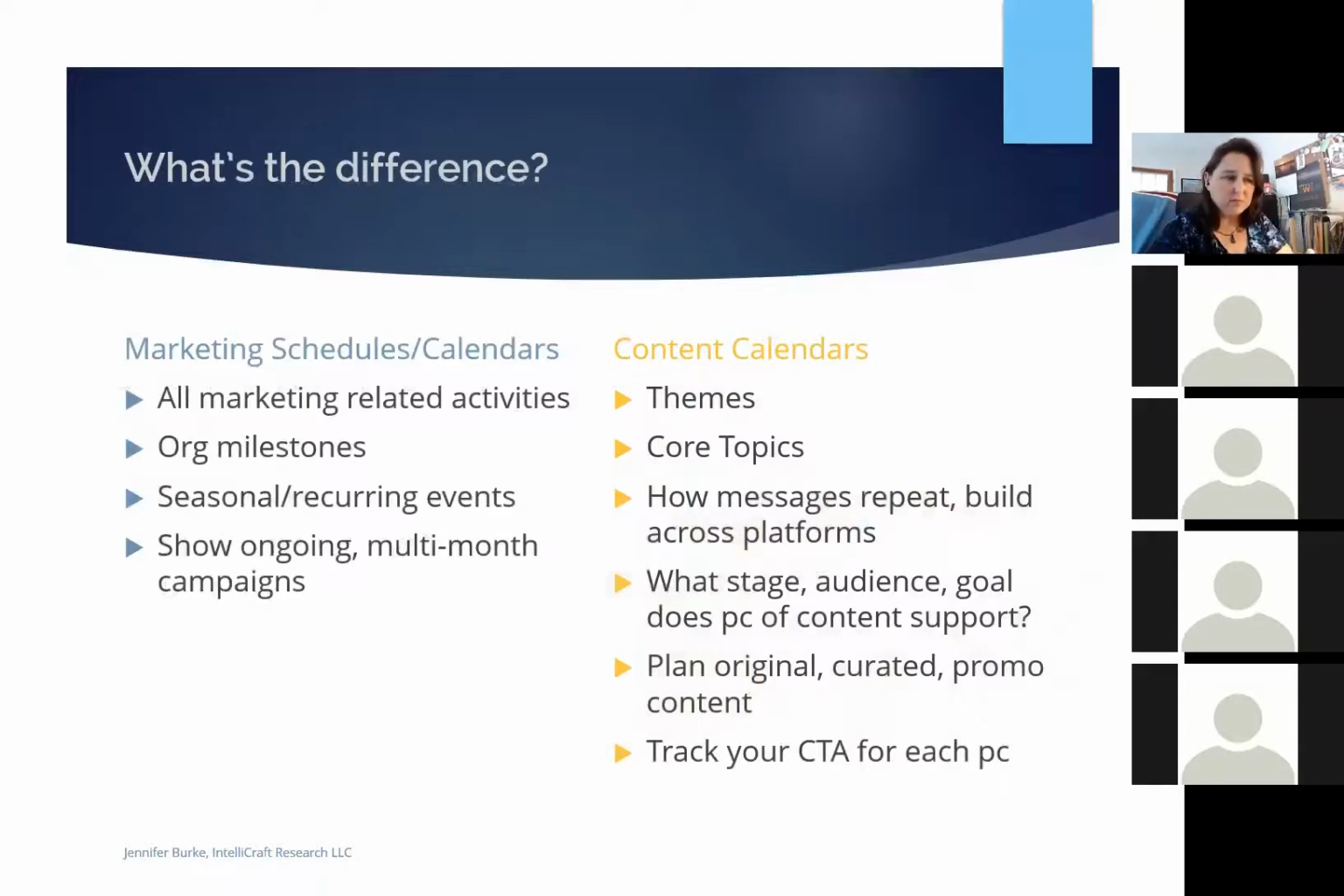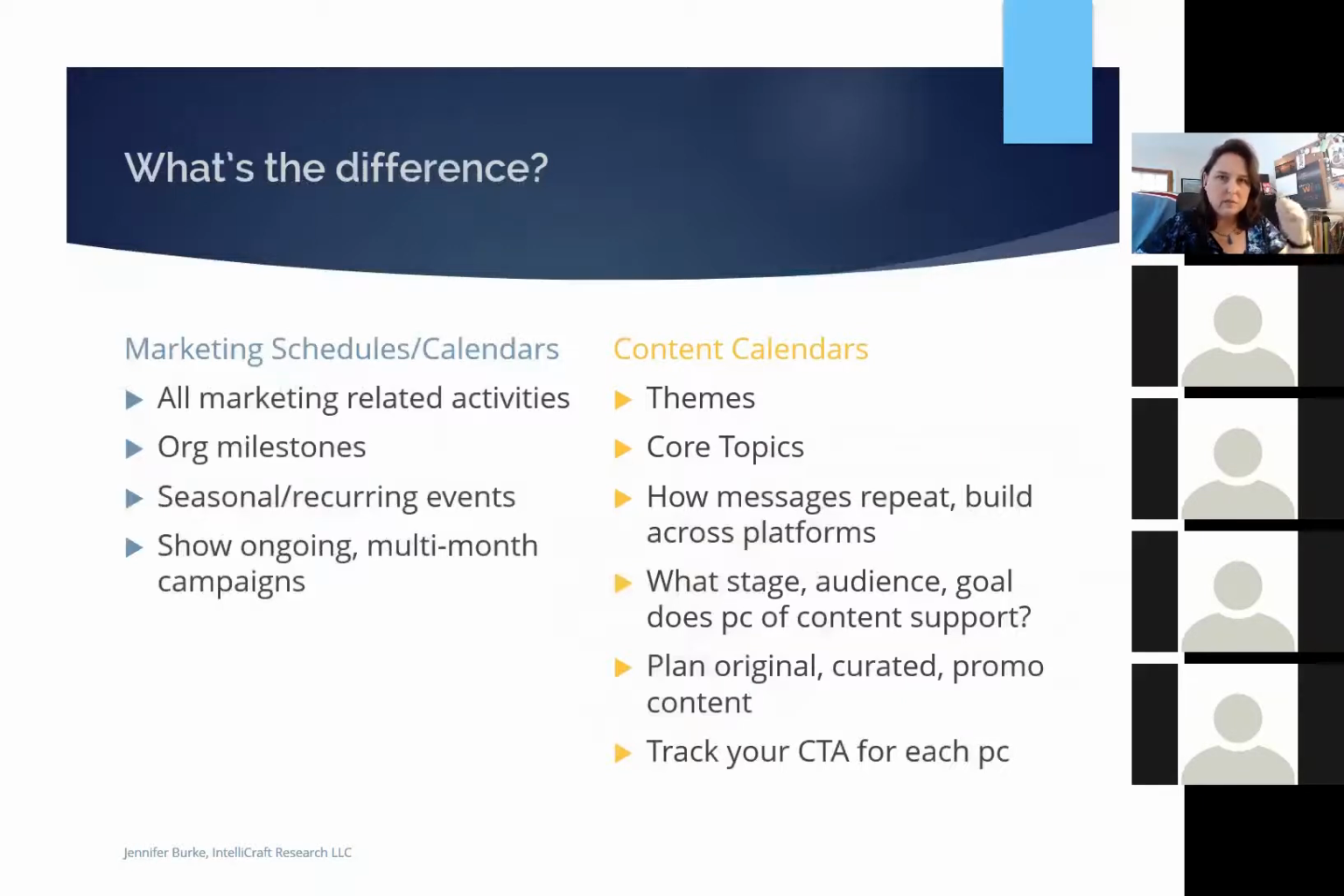It's got your organization milestones, those seasonal recurring events, things like summer reading, back to school, library month. This is African American History Month. This is Women's History Month. Those sorts of things. The marketing calendar can show the ongoing, the fact that you've got a campaign that's going to take multiple months. Content calendars help you focus on the marketing message.